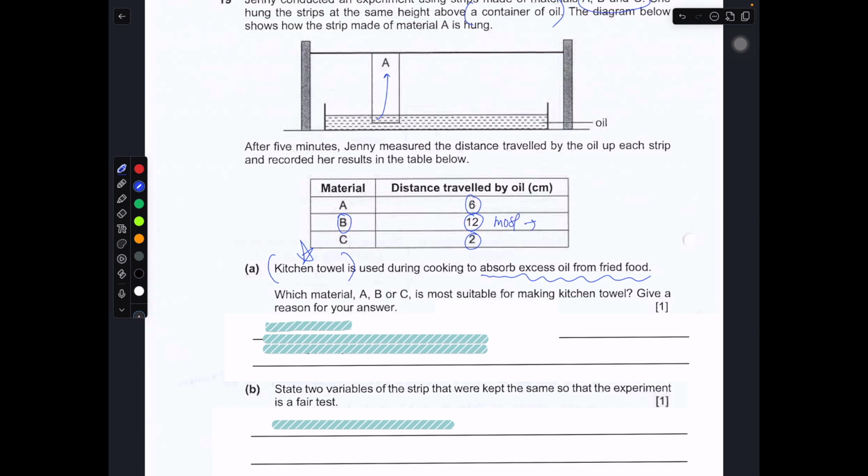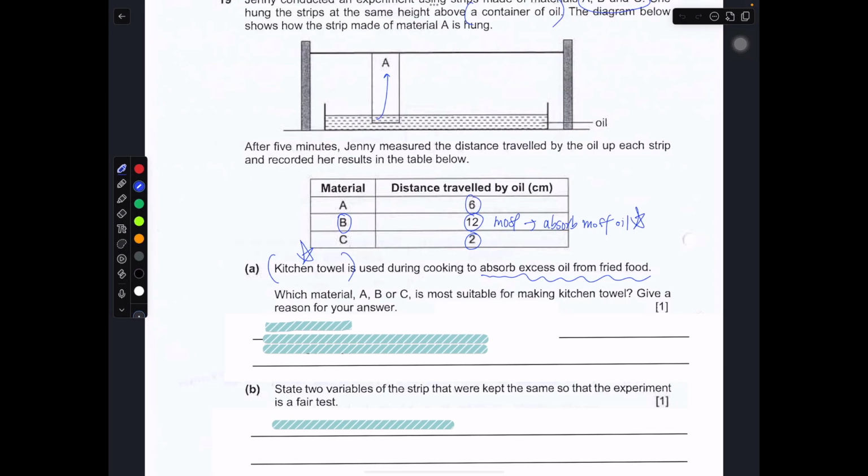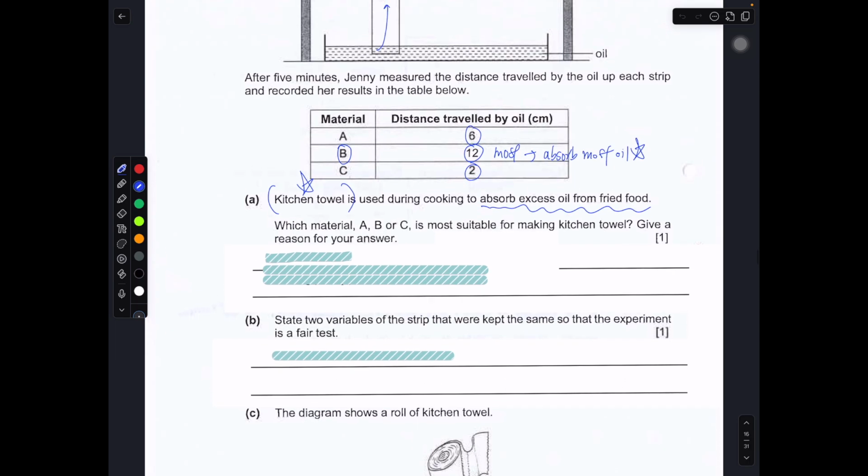It's trying to tell you it can absorb the most oil, and you want a kitchen towel to be able to absorb the most oil, so that it can do its job in this manner. So over here the choice is material B. The evidence is the distance traveled by the oil is the most, which is for material B. The reasoning is because B absorbs the most oil, and you want your kitchen towel to be the one that is absorbing the most oil.